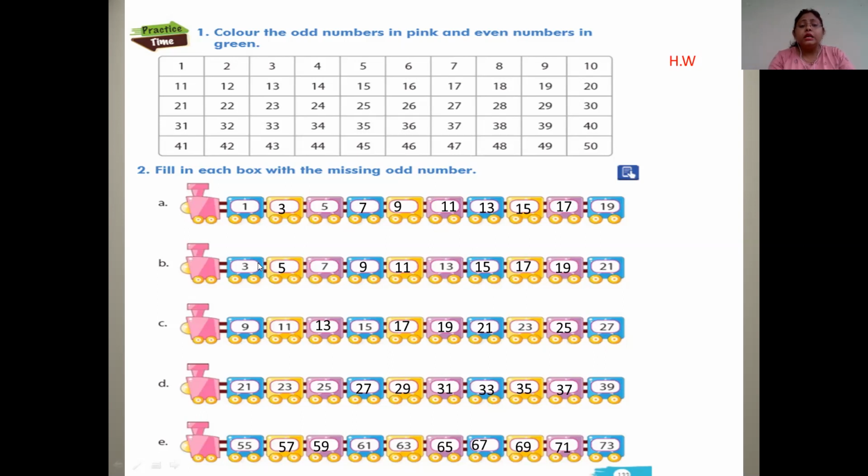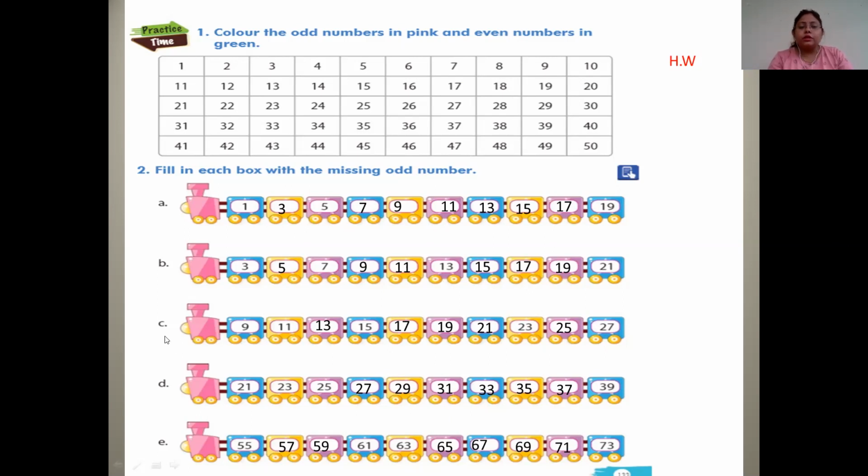In this B, the numbers start with 3. What will be the next odd number? What is the concept? We have to add two more. So students, when I have 3 and I add 2, what will be the number? 3 and 2: 4, 5. Correct. So it will be 5. After 5, it will be 7. 7, 9, 11, 13, 15, 17, 19 and 21.